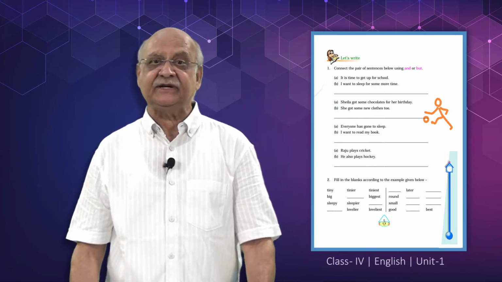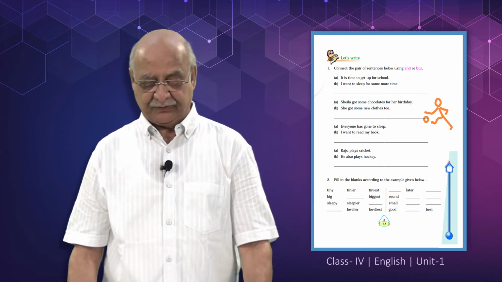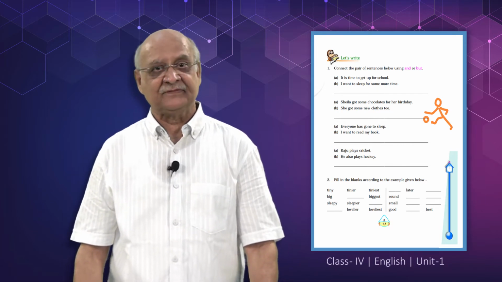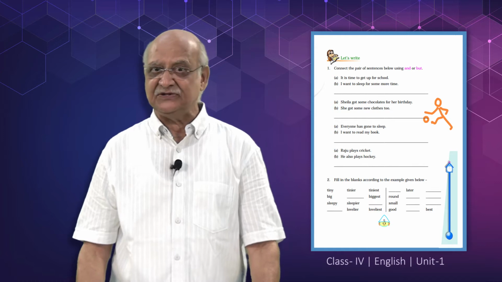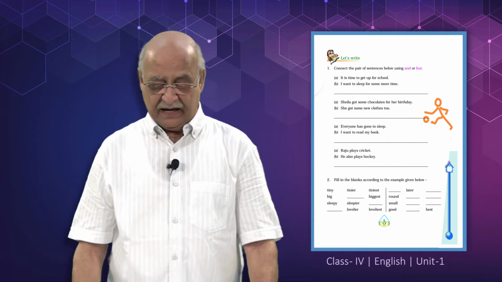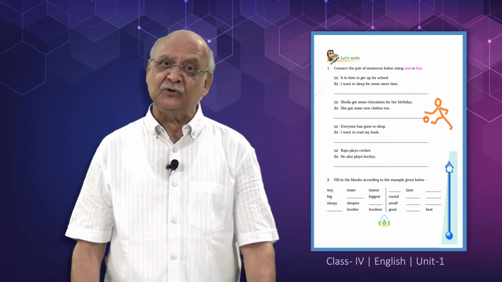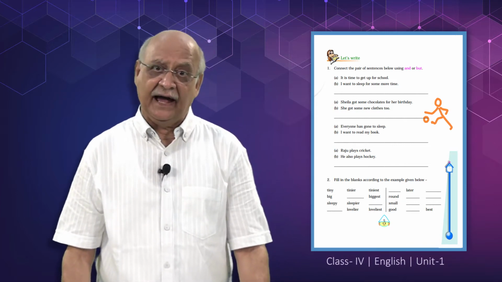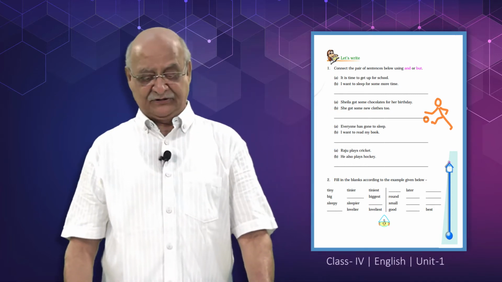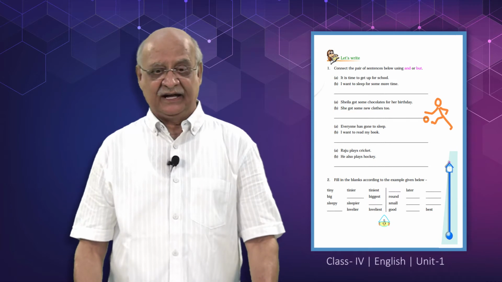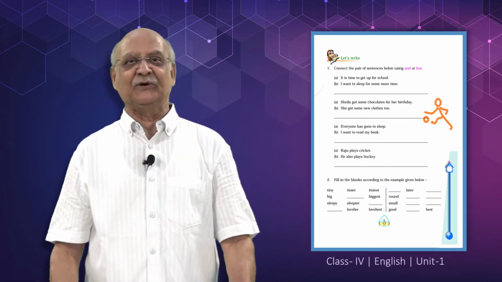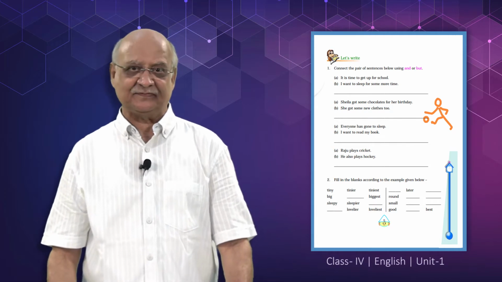It's time to get up for school. I want to sleep for some more time. Shall we combine these 2 sentences? It's time to get up for school and I want to sleep for some more time. Shall we use and or but? Oh, you are right. So, let's say the sentence. It's time to get up for school, but I want to sleep for some more time.